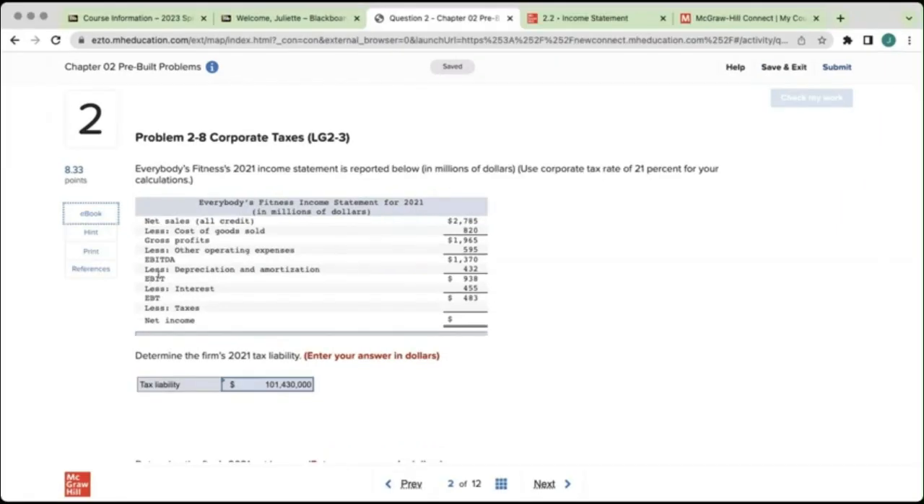You can see EBIT is 988, and then the interest is 500. So their interest is like 455 million. Earnings before taxes 483 million, right? 483 million. So 290-something million is plausible as taxable income.